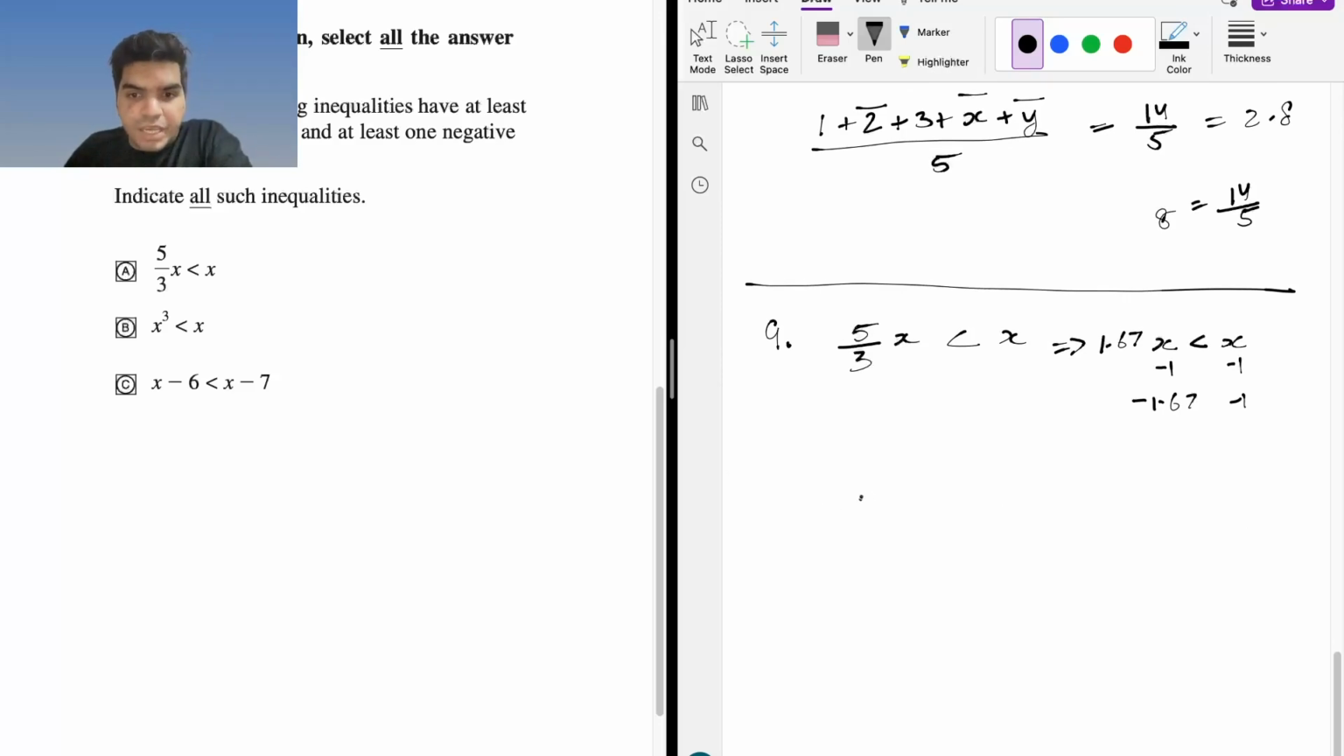Coming to option B, x cubed compared to x. So this will take all of the answers, both sides. We need x cubed to be greater. As you know, x cubed will always be greater. However, within the interval of 0 to 1, this won't be true. So I will give you both examples here. If x is equal to 0.1, x cubed will be equal to 0.001.